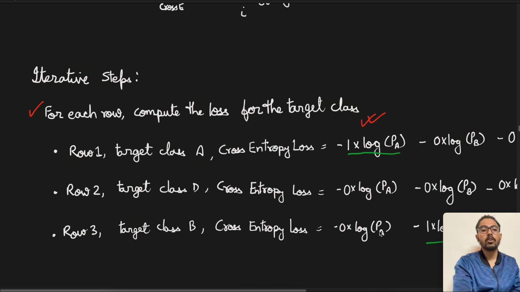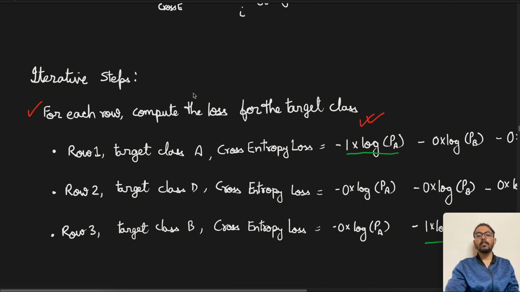Now this was cross entropy loss, which was one part of the given question. Next we calculate the mean squared error loss.